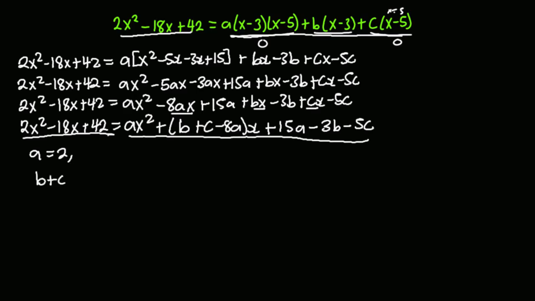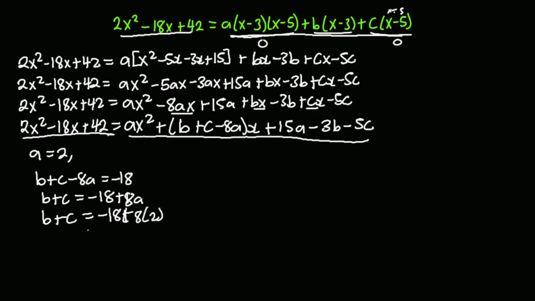So we can say that b plus c minus 8a should be equal to negative 18. So b plus c will give us negative 18 plus 8a. So b plus c will give us negative 18 plus 8 into bracket 2. So b plus c is 2 because a is 2. So this will give us negative 18 plus 16, which will give us negative 2. So let's call this equation 1.